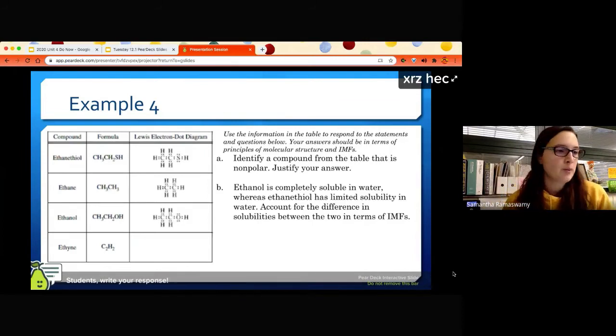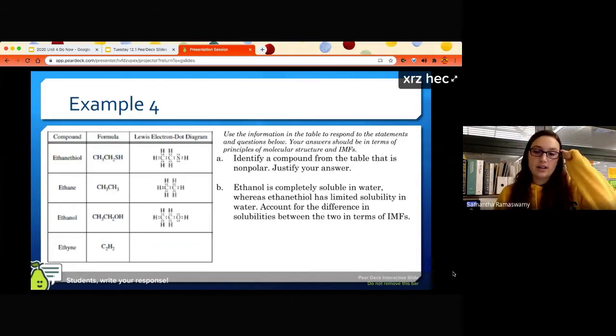Once you've answered part A, you can answer part B either in the same box or you can add another response to answer about ethanol and ethane thiol. Ethanol is CH3CH2OH, the third one down. Ethane thiol. When you see the word thiol, T-H-I-O-L, that means there's a sulfur. Ethanol, that OL means it's an alcohol, which means it ends in OH. Ethane thiol, instead of ending in OH, ends in SH.